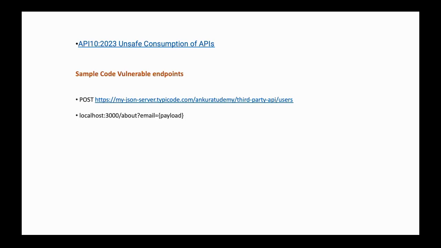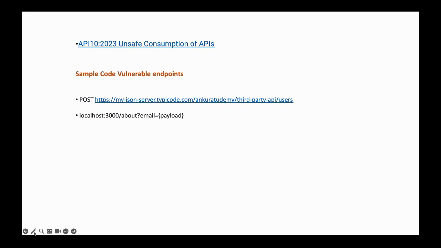In this lecture, we are going to see some hands-on examples of the unsafe consumption of APIs vulnerability in our application. We're going to focus on the About page in our user interface, our application front end, where a user can enter their email ID and then subscribe to my application. Now, unsafe consumption of APIs is all about consuming third-party APIs in an unsafe manner.